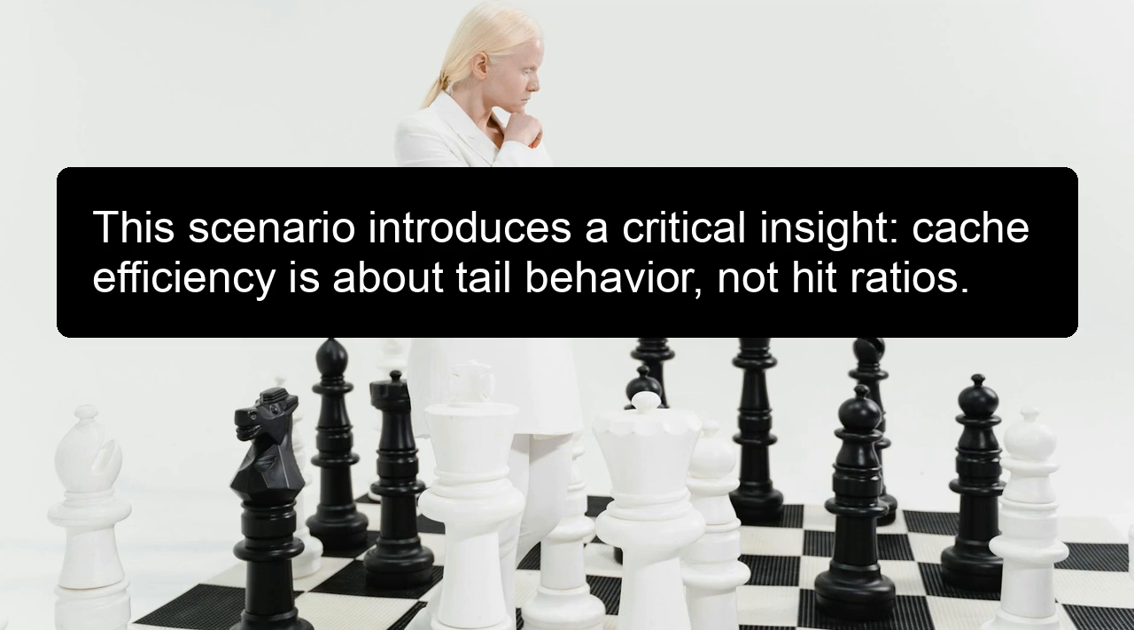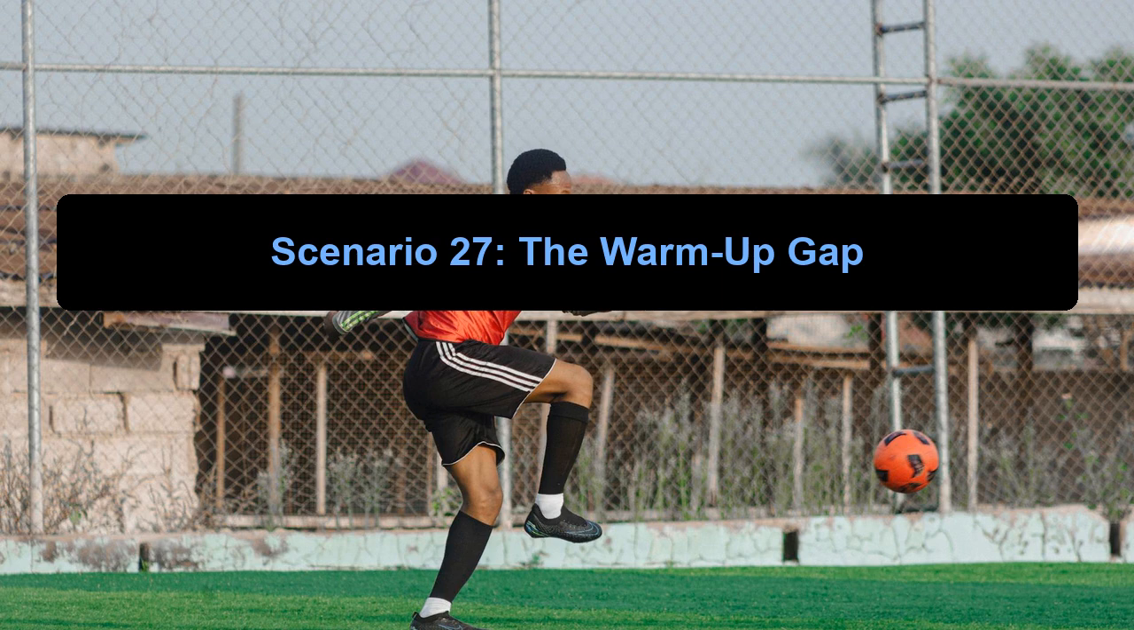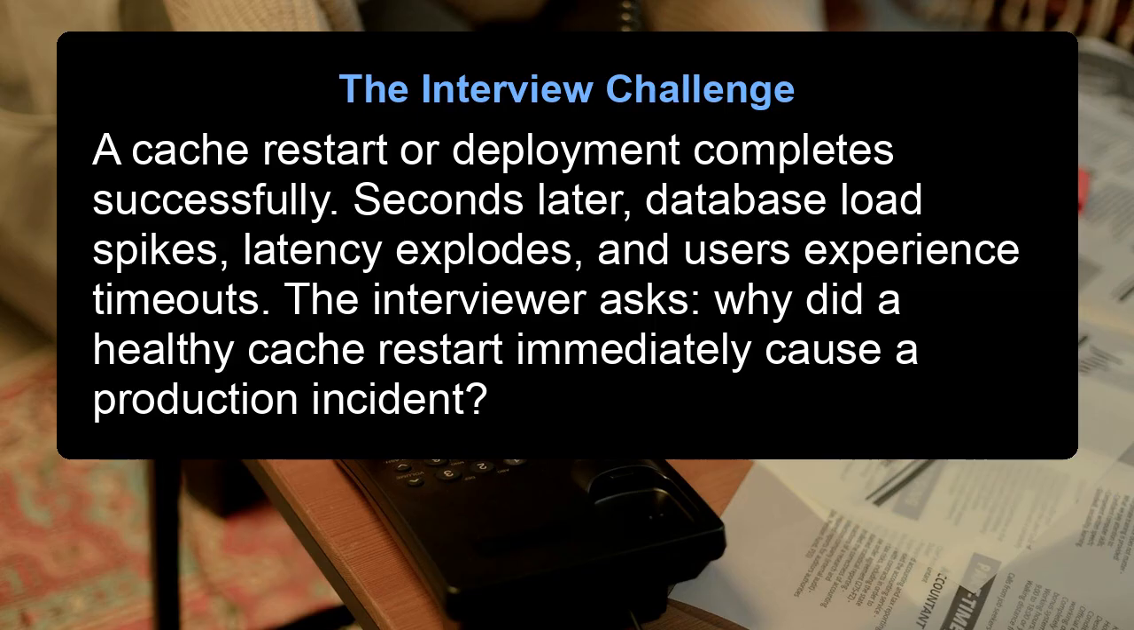This scenario introduces a critical insight. Cache efficiency is about tail behavior, not hit ratios. Next, we'll examine what happens immediately after a cache restart, when performance collapses despite correct configuration. Scenario 27, the warm-up gap. The interview challenge. A cache restart or deployment completes successfully. Seconds later, database load spikes, latency explodes, and users experience timeouts.